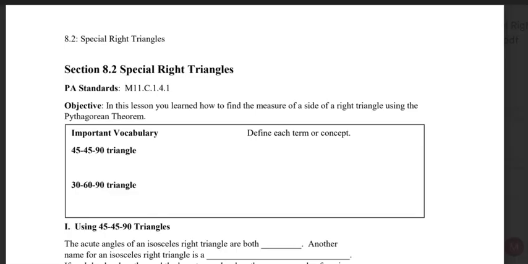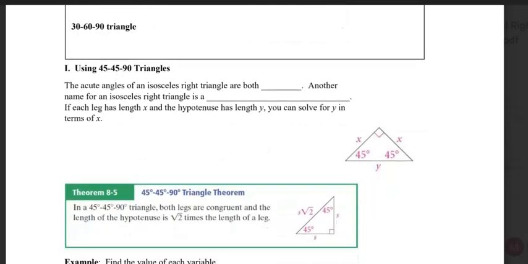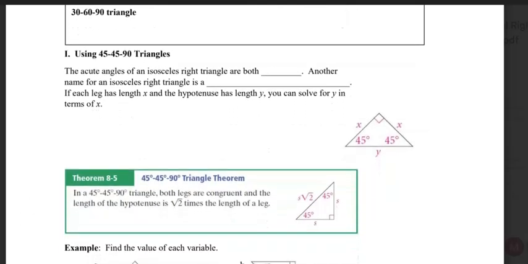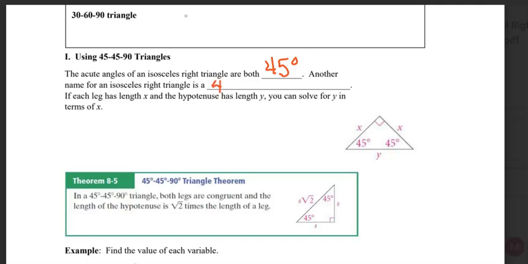Looking at the first part, the acute angles of an isosceles right triangle are both 45 degrees. Another name for an isosceles right triangle is 45, 45, 90. If each leg has length x and the hypotenuse has length y, you can solve for y in terms of x.